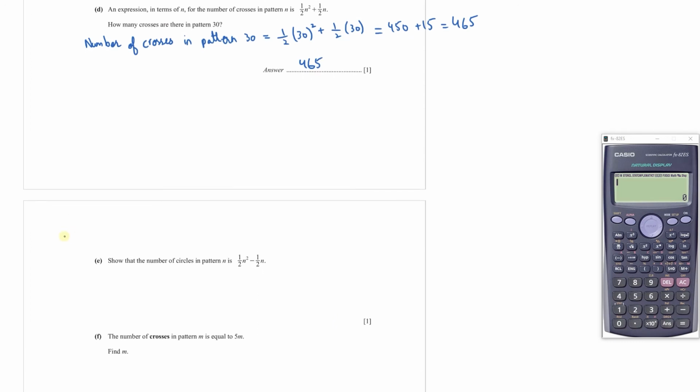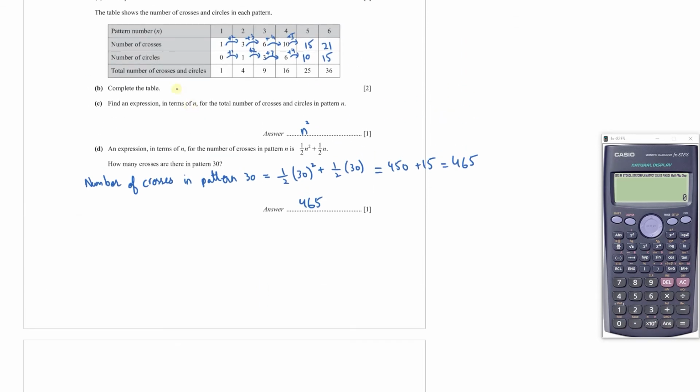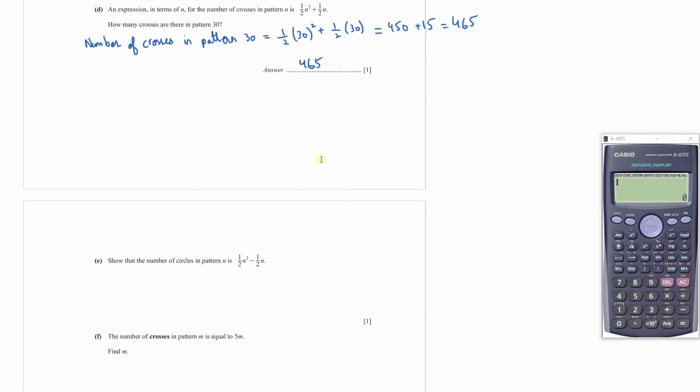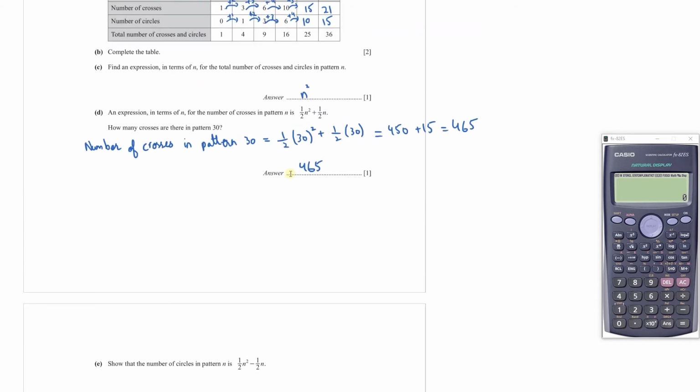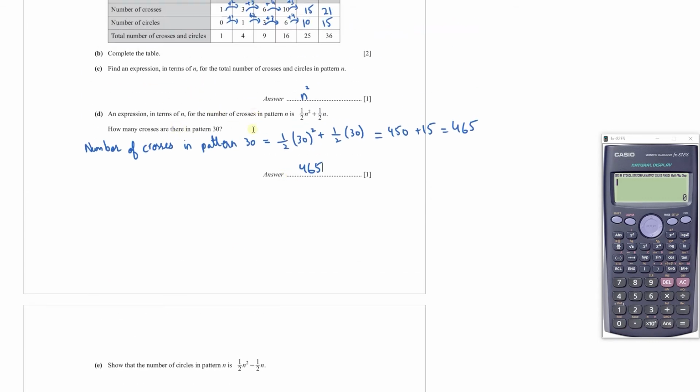The next part is to show that the number of circles in pattern n is this. You know that the sum of crosses and circles is n squared, and you also know that the number of crosses is this. So you can simply use the equation to sum, like you can add the number of crosses and then add the number of circles, and you should get the total number of crosses and circles.